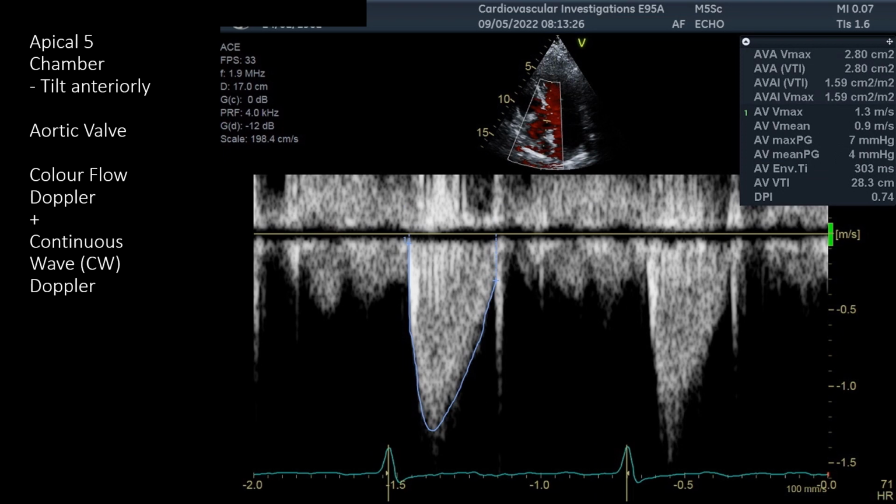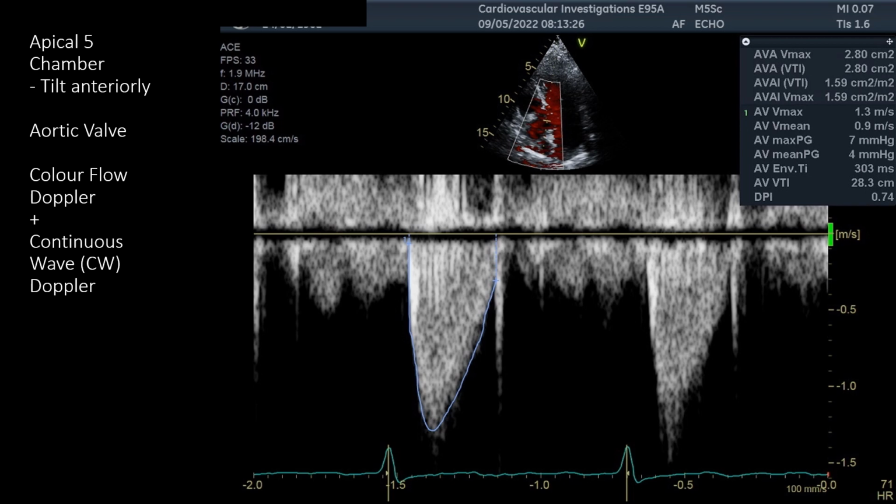We also measure continuous wave Doppler across the aortic valve, because we anticipate, or make the assumption, that the velocity will actually be highest at the narrowest point, which will be at the point of the valve opening, not at the left ventricular outflow tract, but at the point of the valve opening.